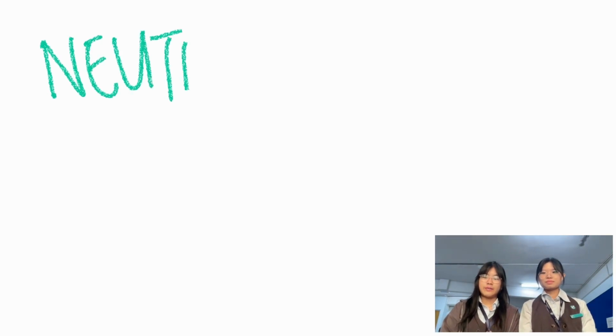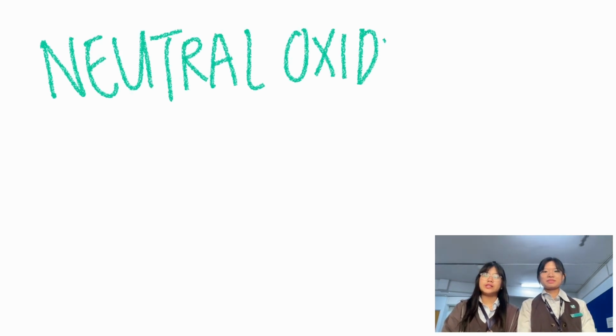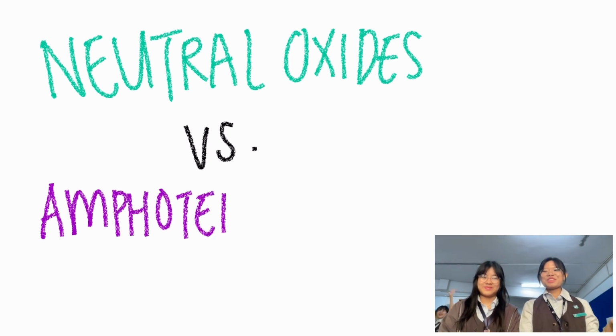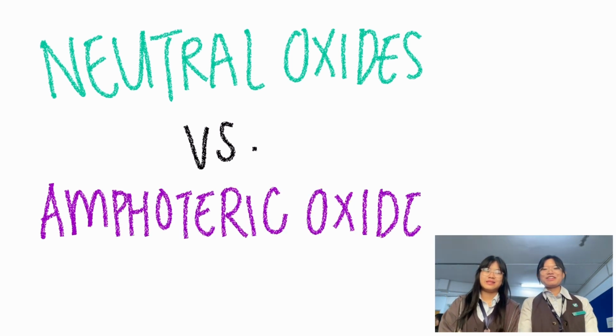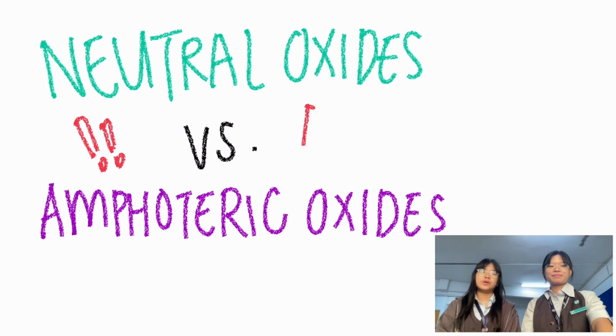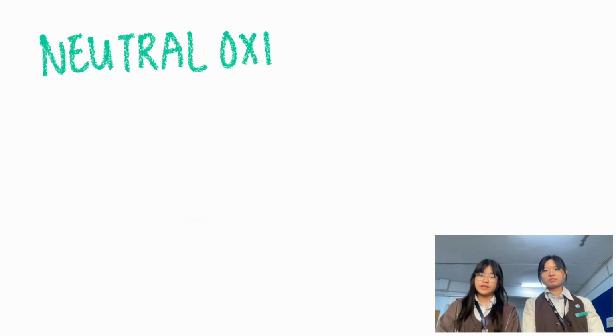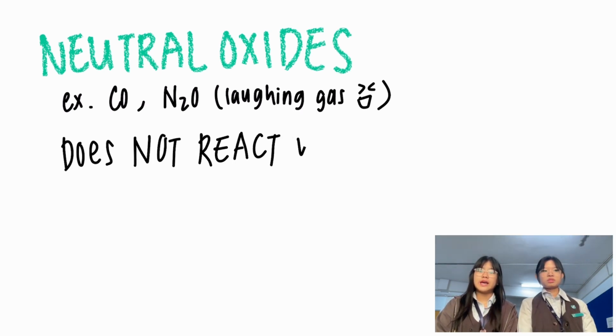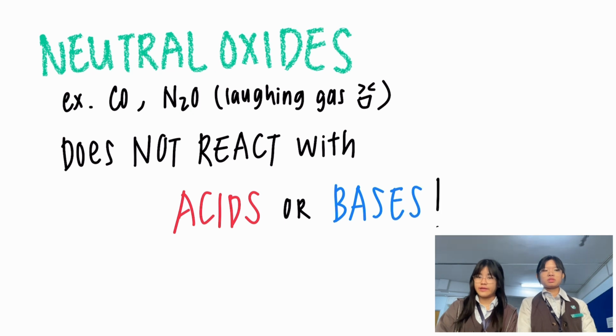Hi everyone, I'm Amanda. And I'm Teresa. Today we're going to be explaining about neutral oxides versus amphoteric oxides and their differences with each other. So starting off with neutral oxides, they do not react with acids nor bases. For example, we use carbon monoxide and N2O, also known as laughing gas.